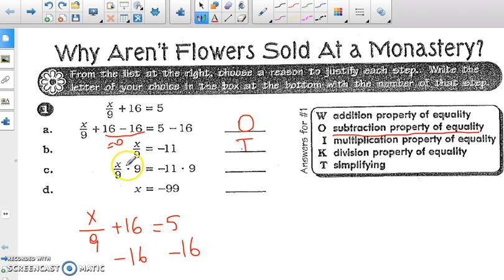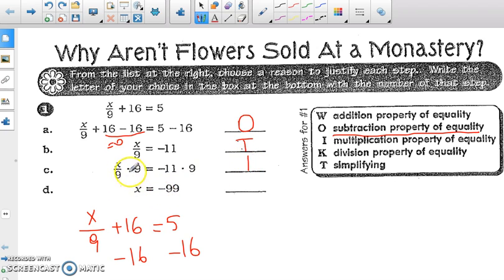And in the next line, if we look at our equation, this time to get rid of the over 9, actually it's divided by 9, at the same time we just multiply both sides by 9 to get rid of this division or this fraction. And when we do that, this is the multiplication property of equality, which is represented over here by I. So we just write over here I.